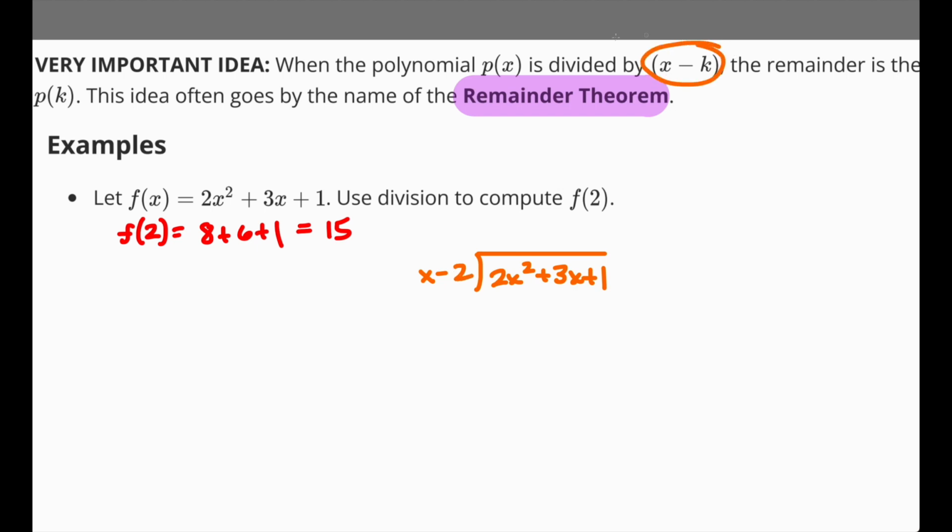Now it says x minus k, p of k. So what we're going to do, it's f of 2. So we're just going to do x minus 2 because k is equal to 2 there. If you're wondering why that x minus 2 shows up, I'm just using the remainder theorem, the thing that it says at the top.